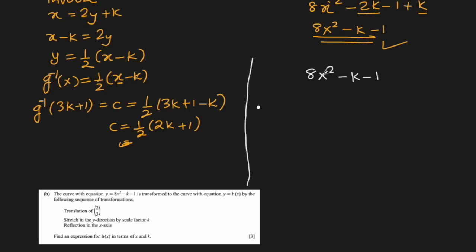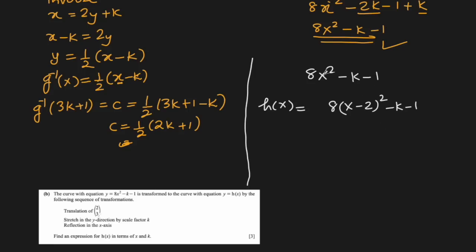Okay, now I want to transform it. So they want a translation of 2 for x. 2 means positive 2. It goes to the right by 2 units. Whenever something goes right, the x value is subtracted by that. And since x is squared, the transformed part will also be squared. 8 will remain 8, minus k will remain minus k, and minus 1 will remain minus 1.